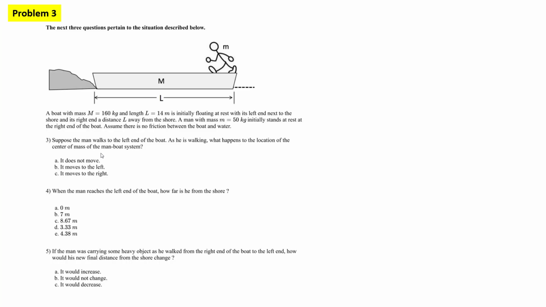All right, problem 3, we have another man on a boat type of problem. Here we have a boat of mass 160 kg and a length of 14 meters, initially floating at rest with its left end next to the shore and its right end a distance L away from the shore. A man with mass of 50 kg initially stands at rest at the right end of the boat. Again, we neglect any friction between the boat and the water. First question says, suppose the man walks to the left end of the boat.